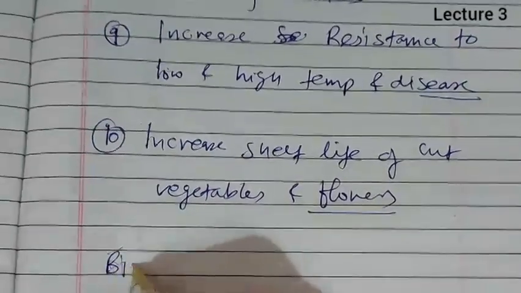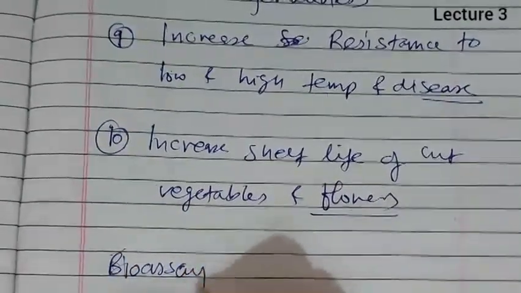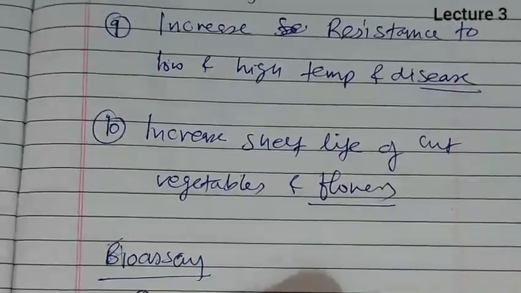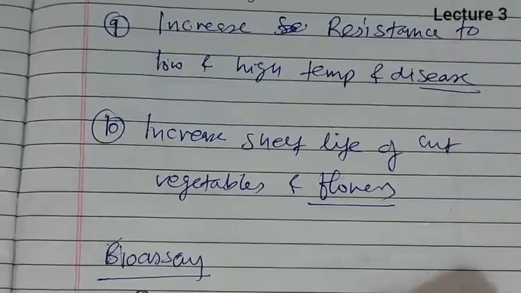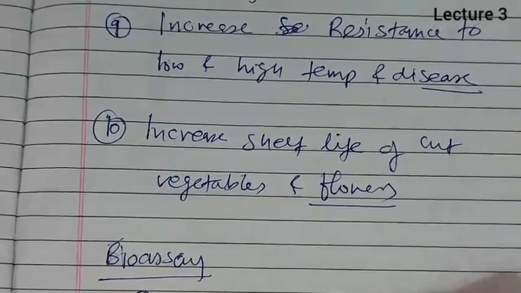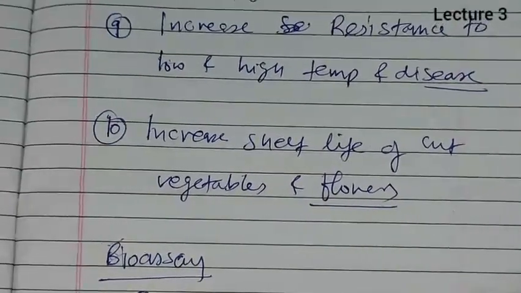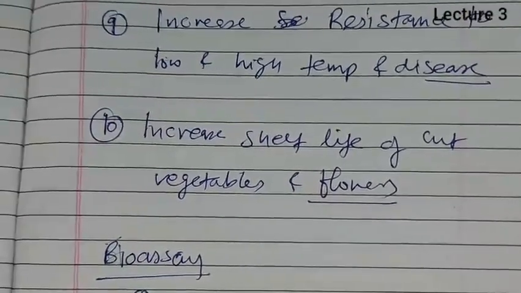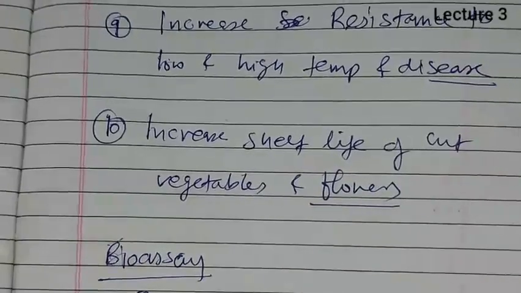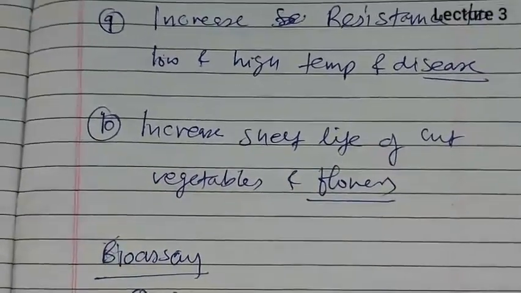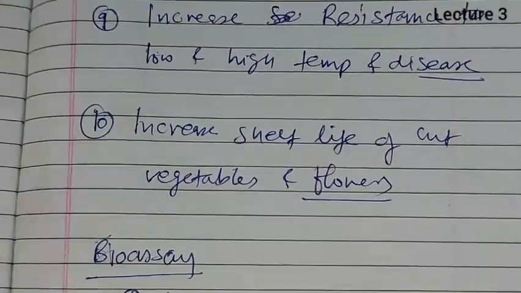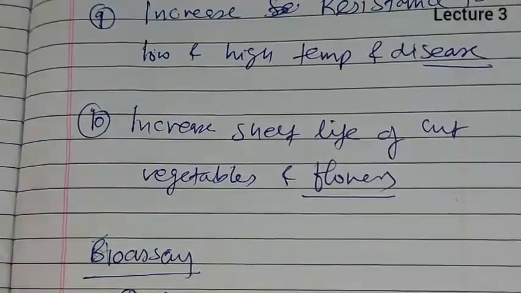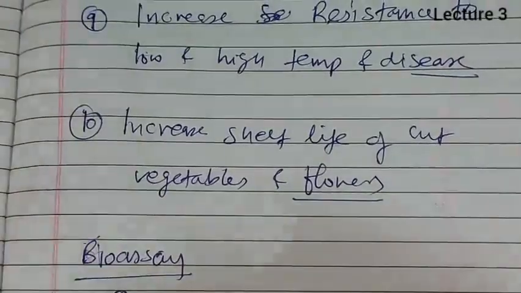And last we are talking about bioassay. The bioassays of cytokinin are: first, the chlorophyll preservation test, and second, the cell division test. So these bioassays are useful. Okay, so this is all about cytokinin.